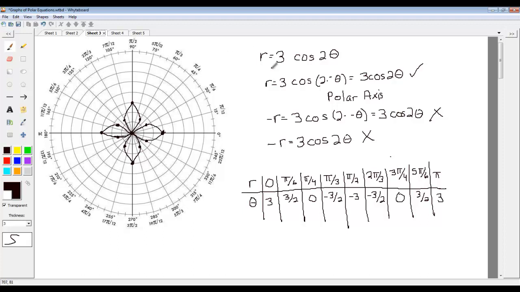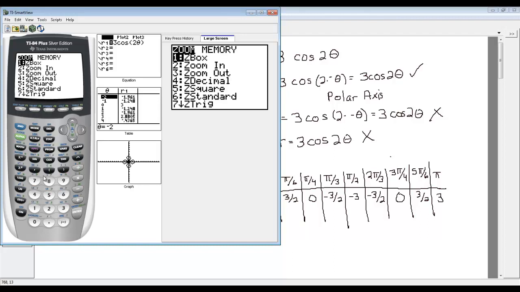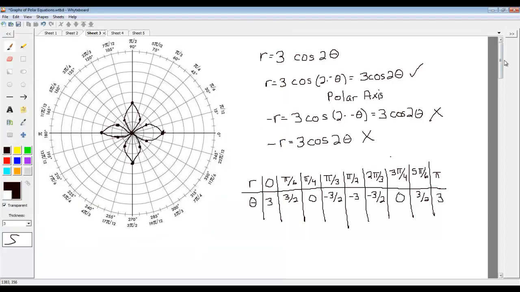But there it is. If you don't believe me, you can put it in your calculator and check it out. R equals 3 cosine 2 theta. Let's see here. Hit graph. Isn't that pretty? Zoom in to enter. Yep. Yeah, there it is. There's our flower. Isn't that lovely? Isn't that exciting? I love these graphs. They're so much fun. All right, so there's our flower.